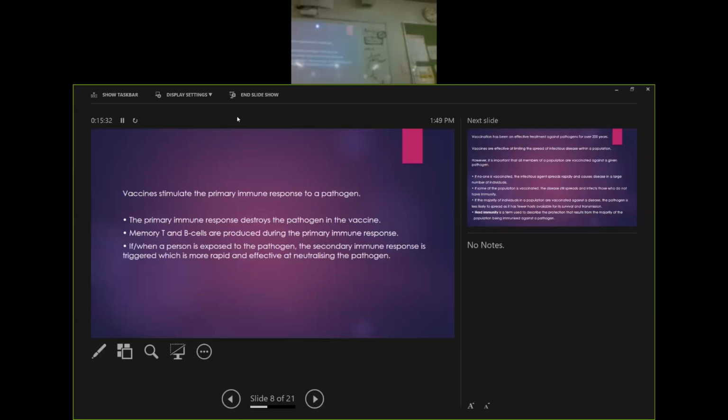And the idea there is that once you produce those memory cells, if you're infected again later on by the same pathogen, your body will undergo the secondary immune response, which is a lot more rapid. It can happen over a couple of days, and in most cases you won't even get any symptoms from that particular pathogen. So it's no different than being naturally infected. It just means that you're not going to get the symptoms of the initial disease from that pathogen.